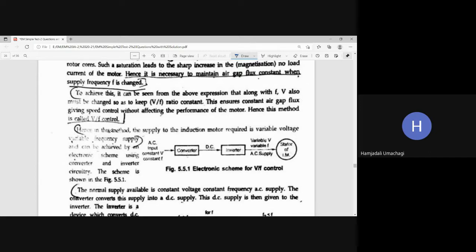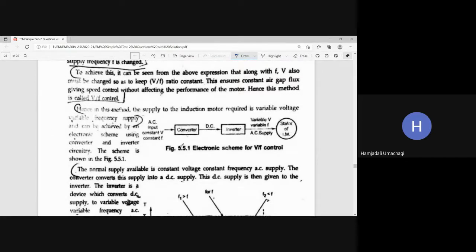Hence, in this method, the supply the induction motor requires is a variable voltage and variable frequency supply, and this can be achieved by an electronic scheme using converter and inverter circuitry. So, to give variable frequency and variable voltage to the stator of the induction motor in order to control its speed, we are going to make use of some electronic circuitry. That electronic circuitry is nothing but what? Converter and inverter. The scheme is shown in figure 5.5.1, which is the electronic scheme for variable voltage and variable frequency, that is, the V by F control method. So this is the block diagram.